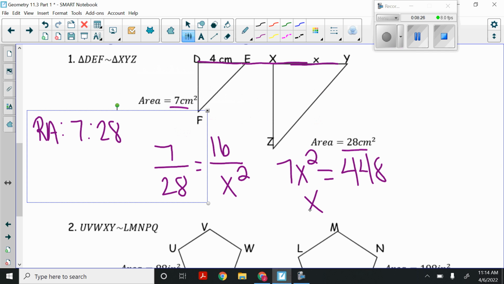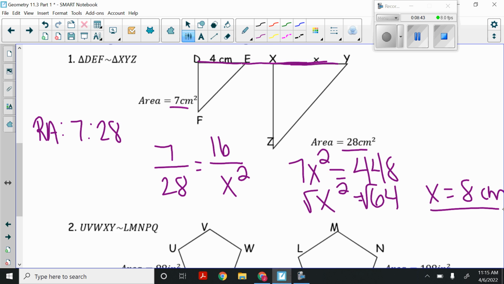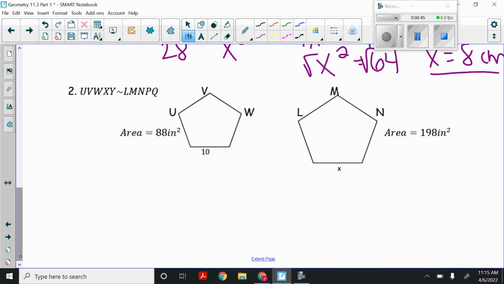Divide both sides by 7, so I get x squared is equal to 64. Take the square roots. I'm looking for a side length, so I only want the positive square root, so x equals 8. It gave me units, centimeters. So that missing side length of the triangle, or xy, would be 8 centimeters. Let's try that again when it's not a triangle.